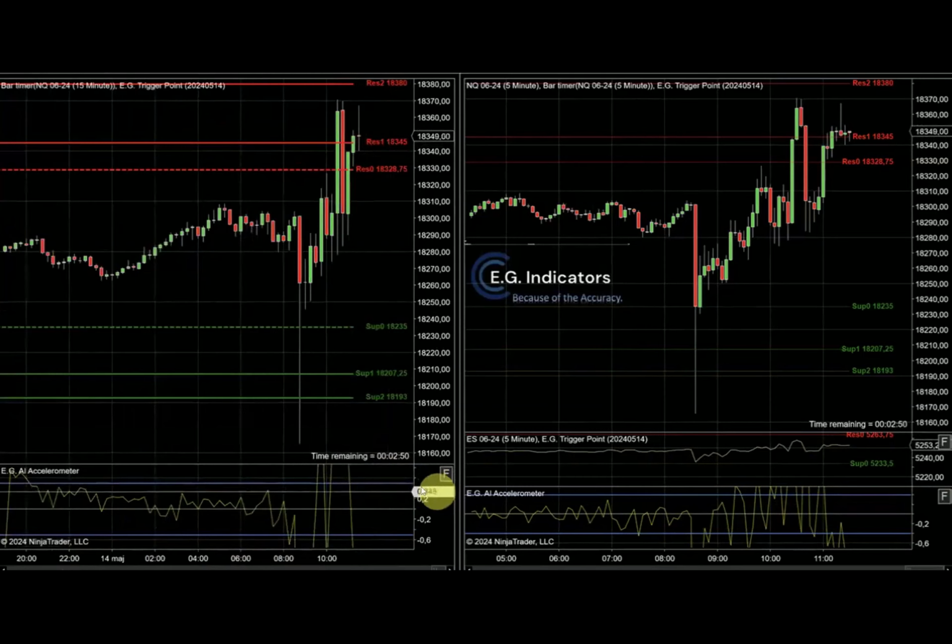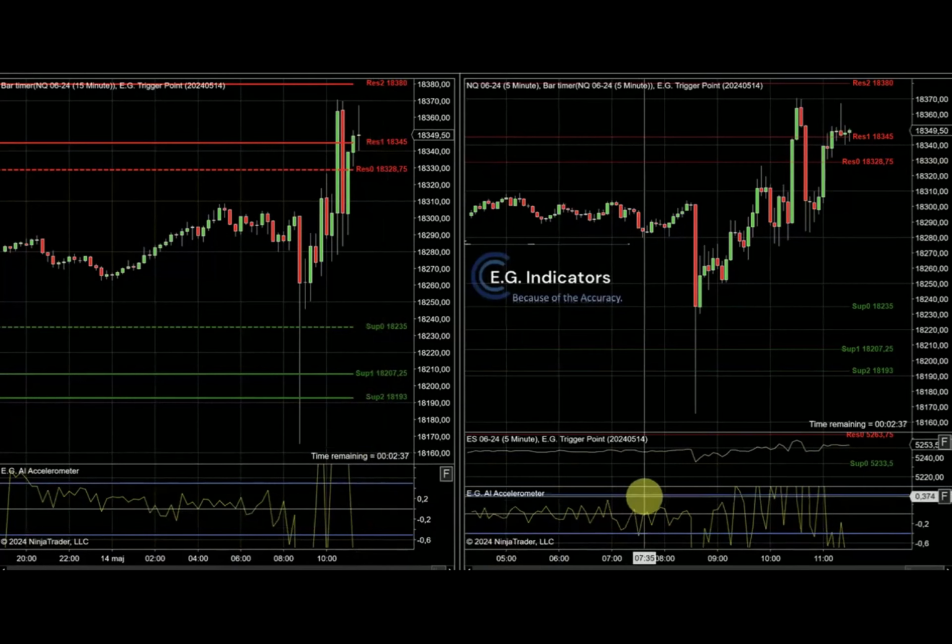For example, on a 15-minute chart, at this point, at this time of year, at this time of market activity, this is 0.5 positive and negative. And on a 5-minute chart, I now use the 0.4 setting.